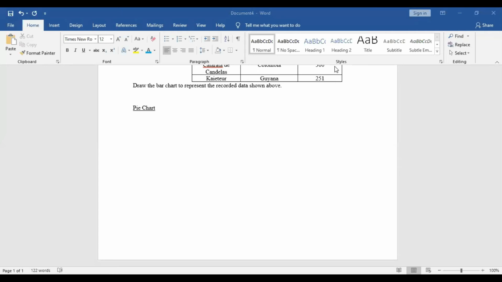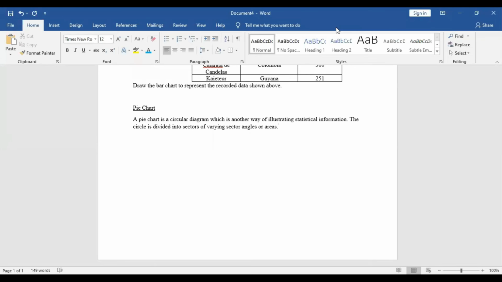All right. It's similar to a pizza. If you think of a pizza, how it's divided, each sector is actually divided to the same size. But for a pie chart, every sector will have a different size depending on the information given.